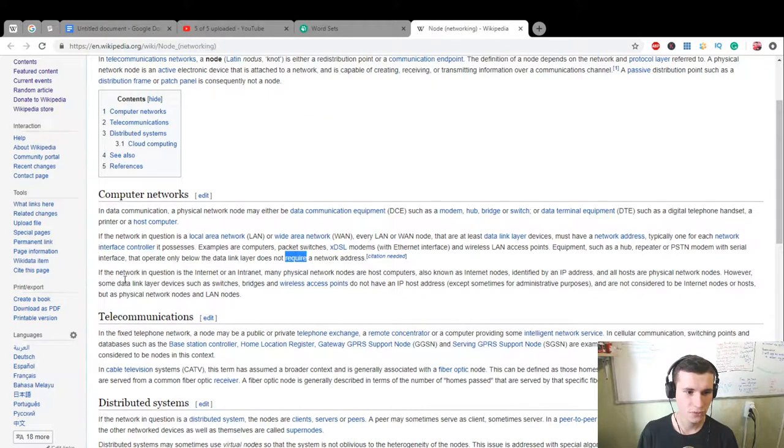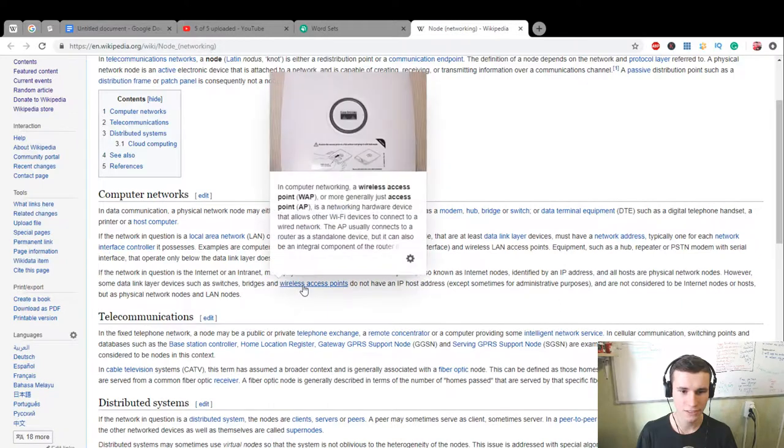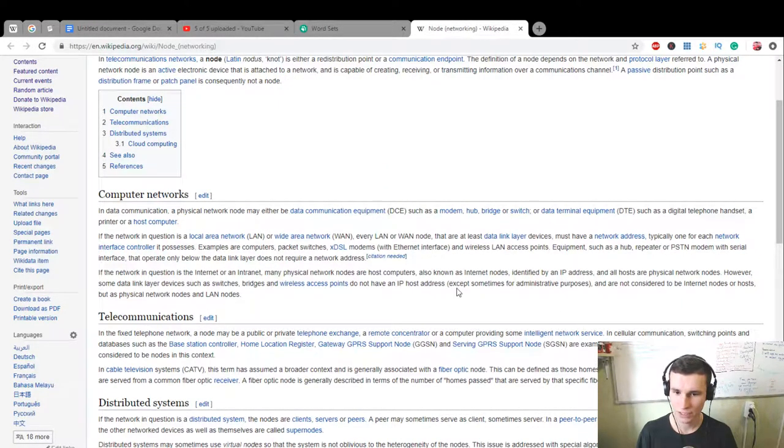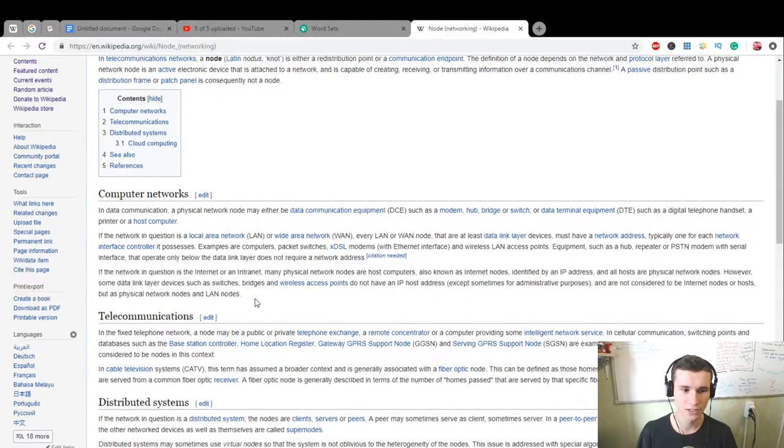Okay. If the network in question is the internet or an Ethernet, many physical network nodes are host computers, also known as internet nodes, identified by an IP address, and all hosts are physical network nodes. However, some data link layer devices such as switches, bridges, and wireless access points don't have an IP host address, except sometimes for administrative purposes, and are not considered to be internet nodes or hosts, but as physical network nodes and LAN nodes.